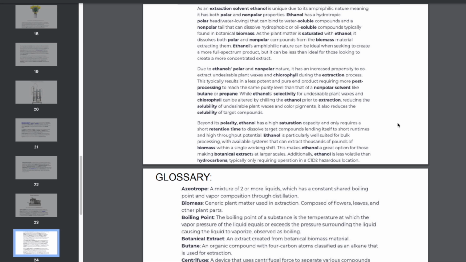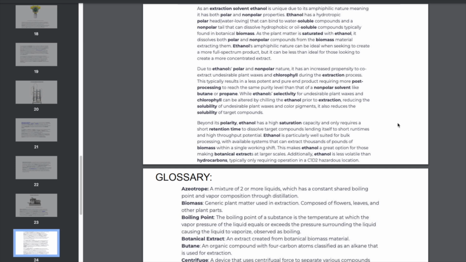As an extraction solvent, ethanol is unique due to its amphiphilic nature, meaning it has both polar and nonpolar properties. Ethanol has a hydrotropic polar head, water-loving, that can bind to water-soluble compounds, and a nonpolar tail that can dissolve hydrophobic or oil-soluble compounds typically found in botanical biomass. As the plant matter is saturated with ethanol, it dissolves both the polar and the nonpolar compounds from the biomass material, extracting them both. Ethanol's amphiphilic nature can be ideal when seeking to create a more full spectrum product, but it can be less than ideal for those looking to create a more concentrated extract.